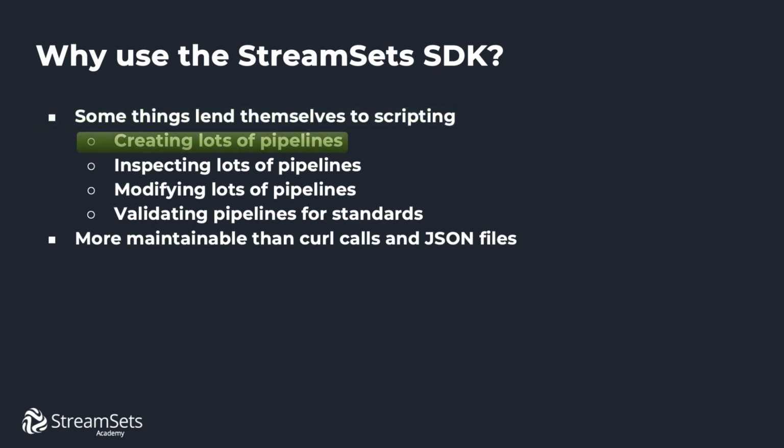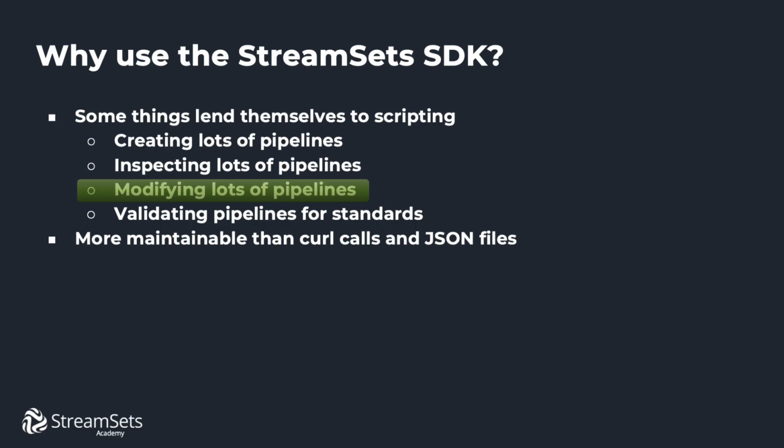Creating. If we are creating lots of pipelines with multiple parameters, put them in a programmatic loop, for example, and create hundreds of different pipelines with different values for the parameters and run them automatically. Inspecting. You could inspect hundreds of pipelines and check if they're conforming to security standards, naming standards, authentication standards, or missing labels. How many are using trash as destination, etc.